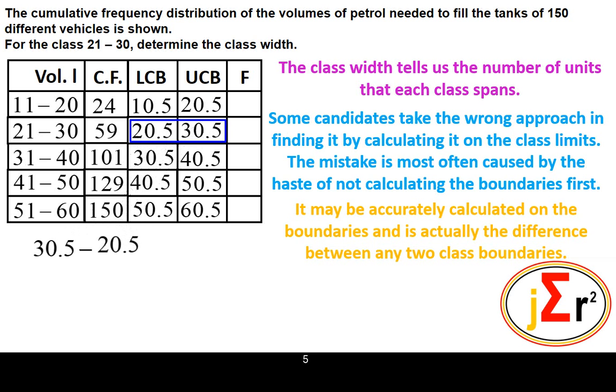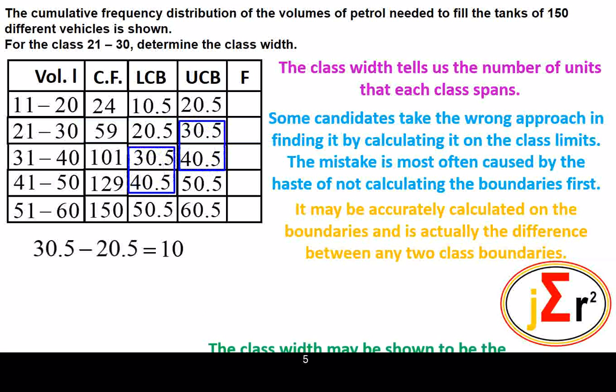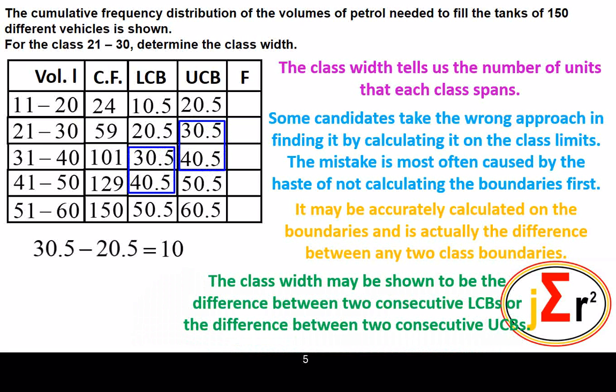So we are calculating the width of the class interval in this case. What we call the class width, you might see that written as the width of the class interval. So what do we do? We find the difference between the upper class boundary and the lower class boundary, and that will be the width of the class. The class width may be shown to be the difference between two consecutive lower class boundaries, or the difference between two consecutive upper class boundaries.